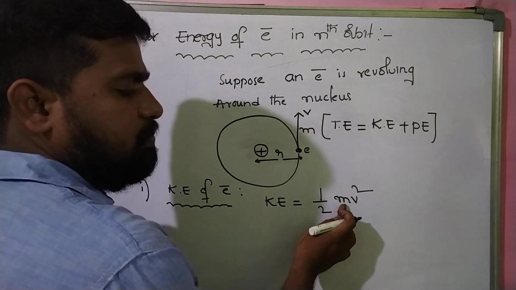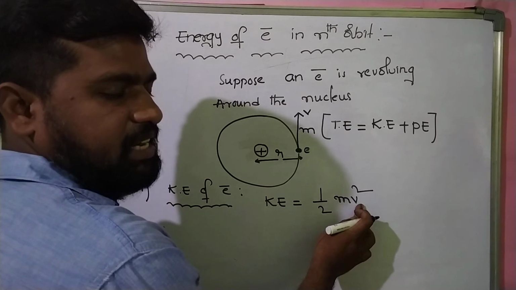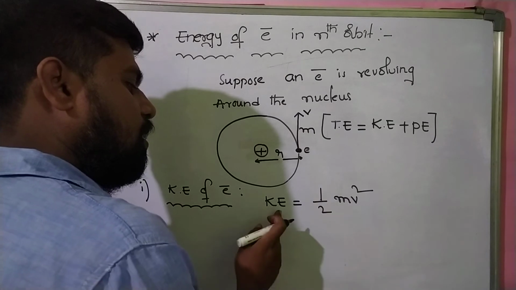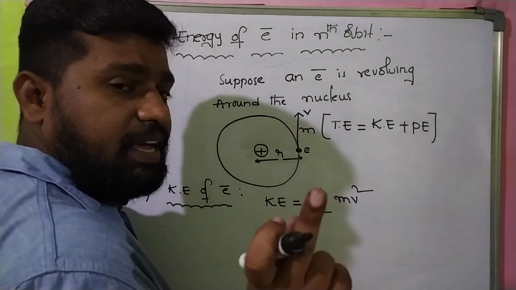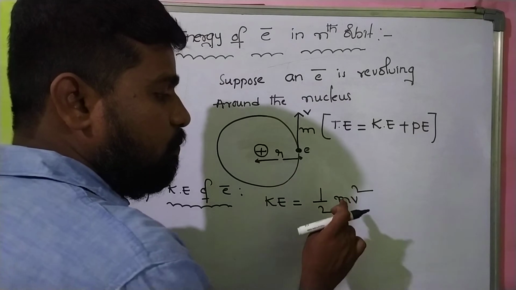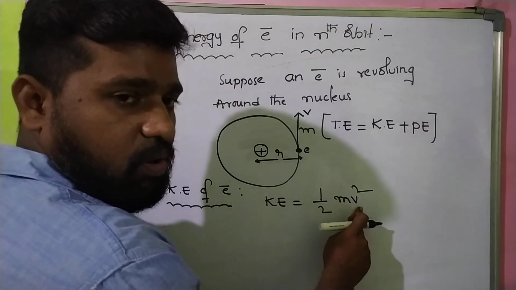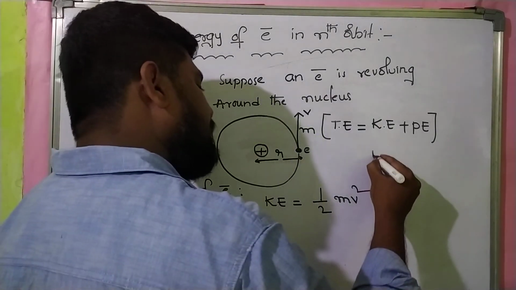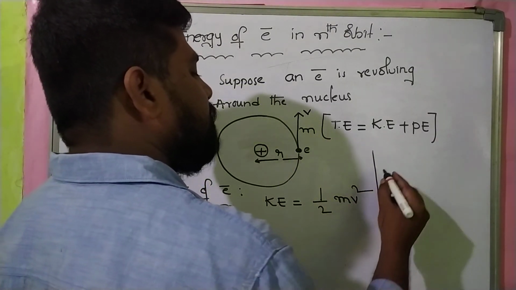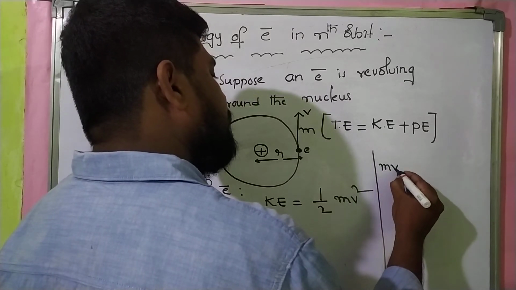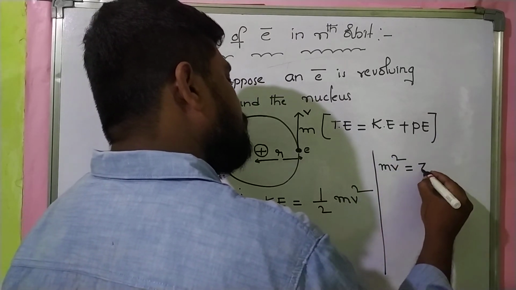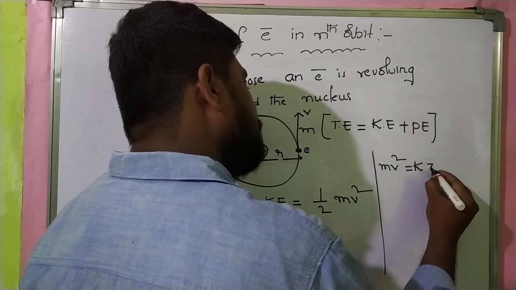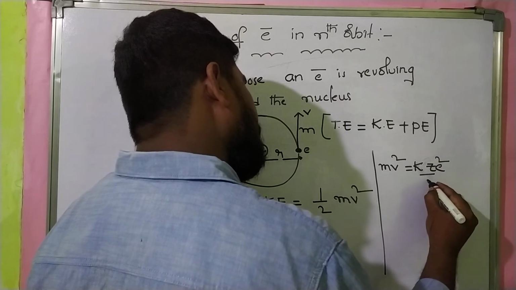Here m is the mass of the electron, v is the tangential velocity of the electron. Now mv square. We already learned the value of mv square. What is the value of mv square? Anybody, please? Okay, I will remind you: mv square equals k into z e square by r.